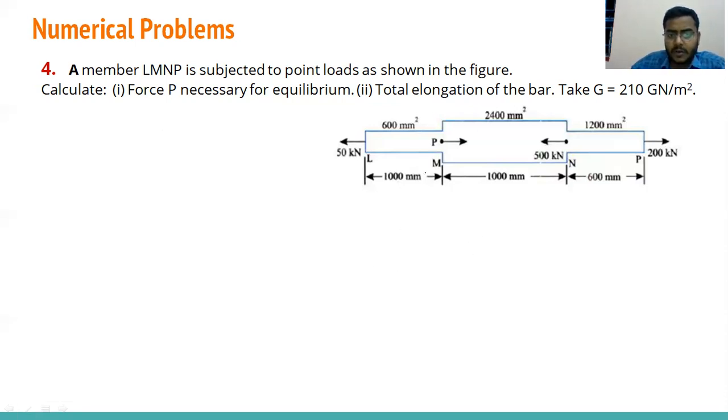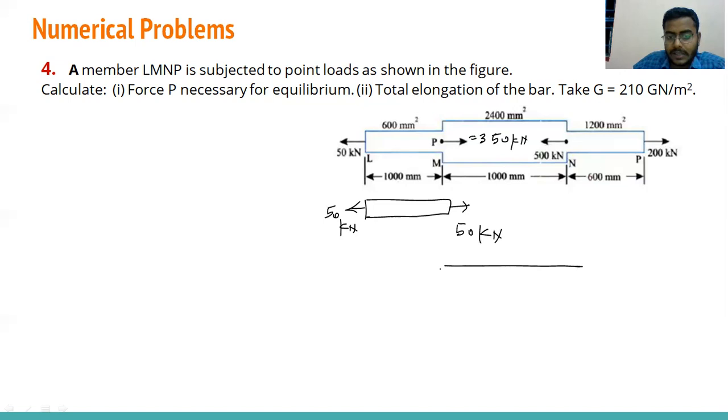So first, just draw the free body diagram for each section, because in this body the cross section is changing. So P is equal to 350 kilonewton. So for this segment, length is given, force is 50. That is pulling force.